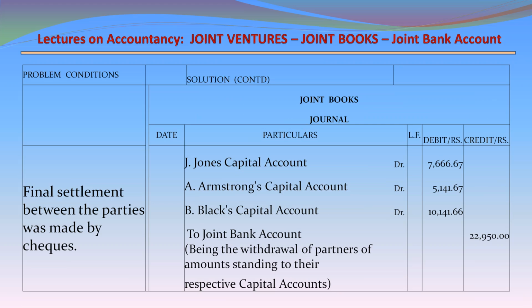Next, we have to pass a journal entry for transferring the final settlement through joint bank account to the parties. J. Jones capital account debit 7,666.67, A. Armstrong capital account 5,141.67, B. Black's capital account 10,141.66, to joint bank account total 22,950 rupees, being the withdrawal of partners' amounts standing to their credit in their respective capital accounts, final settlement between the parties made by checks.